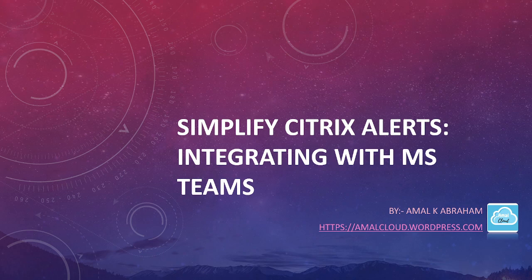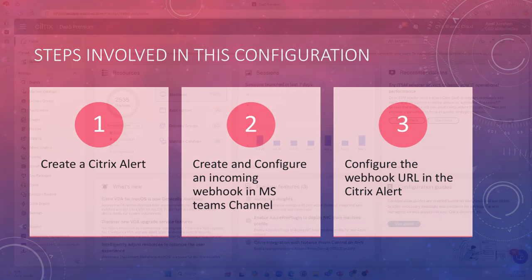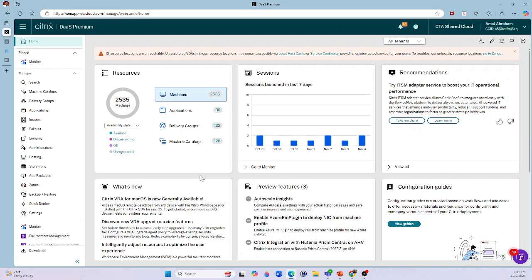We are simplifying the Citrix alerts by using webhooks. Let us see how we can do that. The configuration includes three steps. The first one is to create the Citrix alert. Once you create the Citrix alert, you need to create and configure an incoming webhook in your MS Teams channel. Once the webhook is created, you need to copy that webhook and then add it into your Citrix alert.